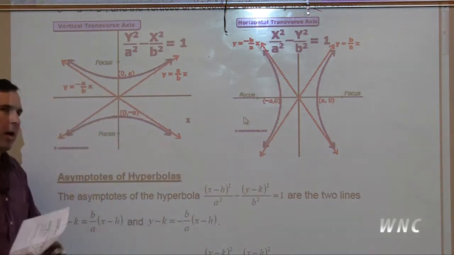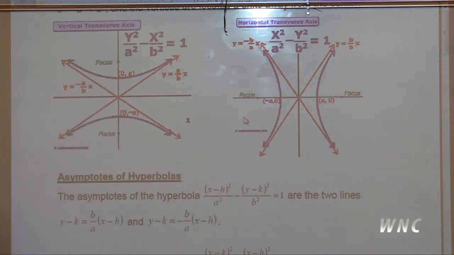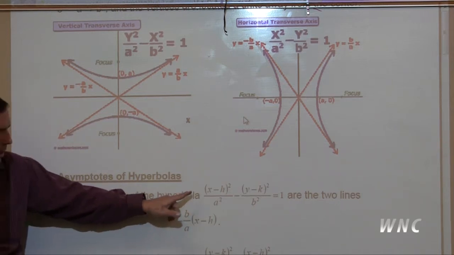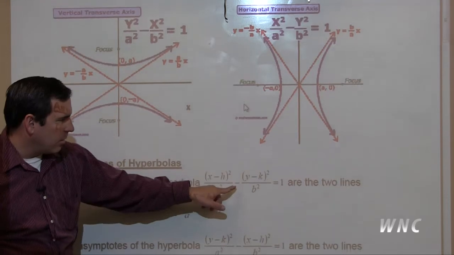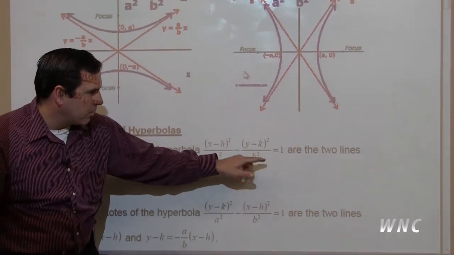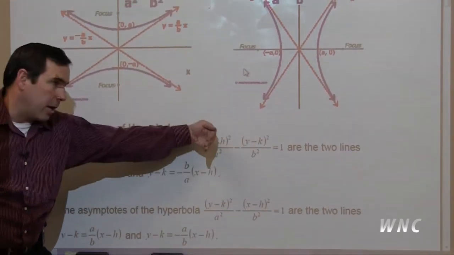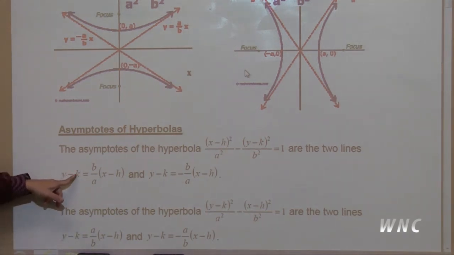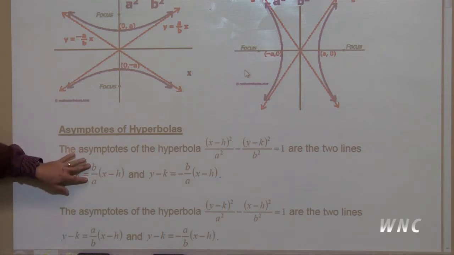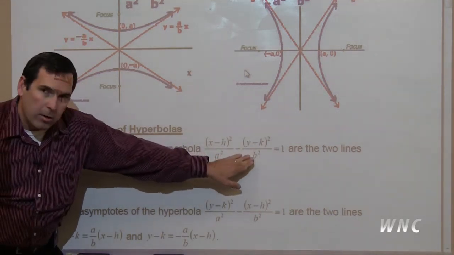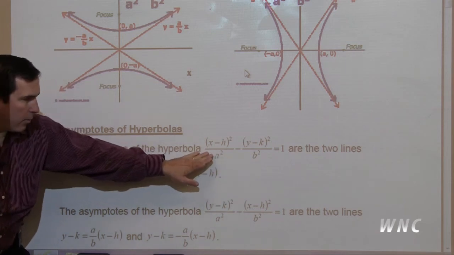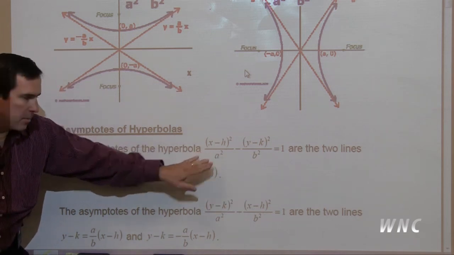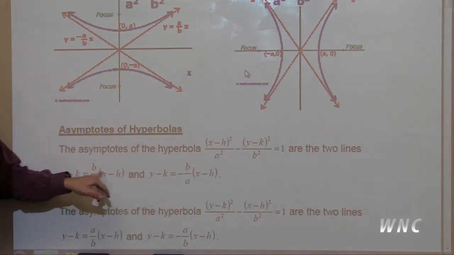So the asymptotes are found here. Description of the asymptotes of hyperbolas. For the hyperbola (x minus h) squared over a squared minus (y minus k) squared over b squared, that means it opens right and left, and the two lines are, watch this, y minus k, that's going to be consistent, equals plus or minus b over a times (x minus h). That is the square root of the number under the y part, over the square root of the number under the x part, positive and negative.